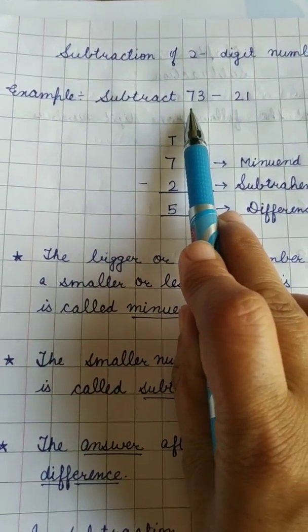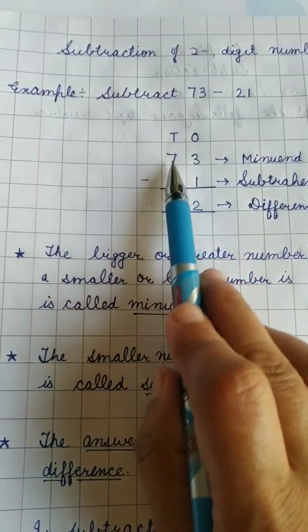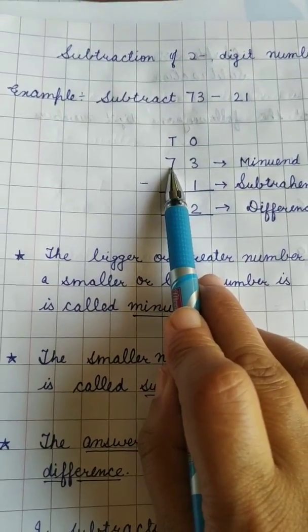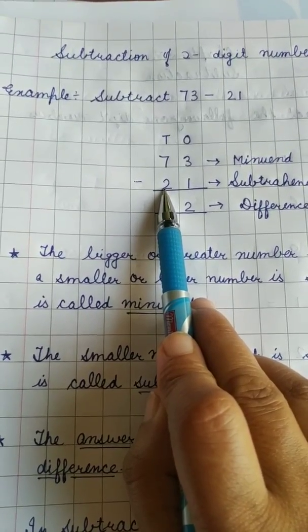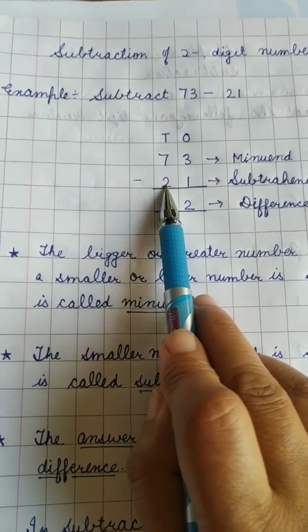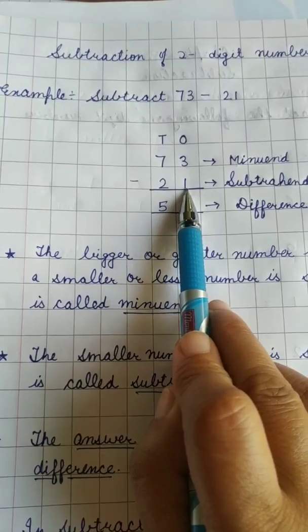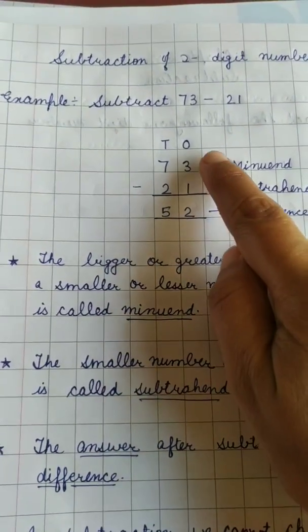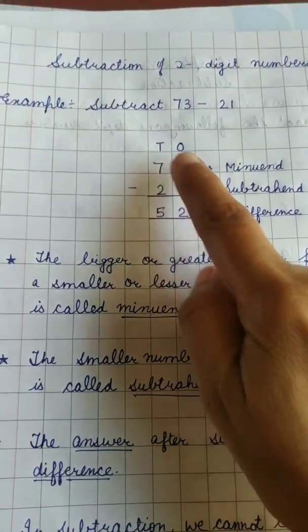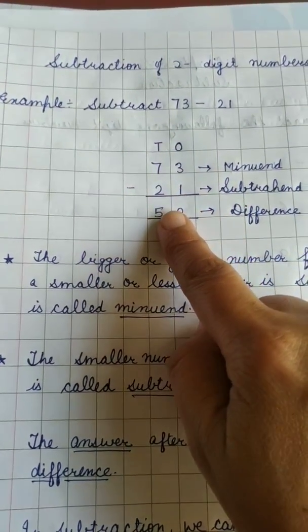Like the first number is 73, which is the greater number. We'll write it at the top. 7 is on the tens place and 3 is on the ones place. Then the next number is 21, which we'll write down. 2 at the tens place and 1 at the ones place. Now we are going to subtract this. So how will you subtract? The method is, first you will subtract the ones column and then you will subtract the tens column.